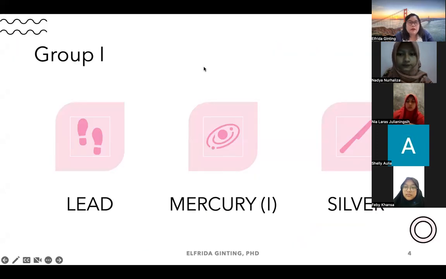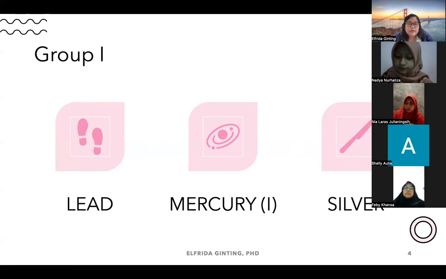there are three cations classified as group 1: lead, mercury, and silver. You need to differentiate mercury. It has two types, mercury 1 and mercury 2. Mercury 2 will be in group 2, but mercury 1 will be in group 1, okay? So lead, mercury, and silver.